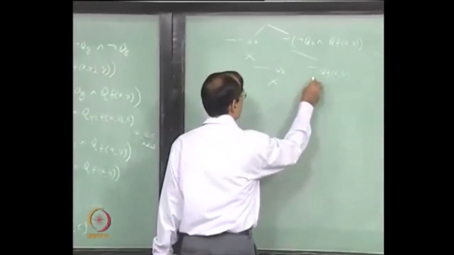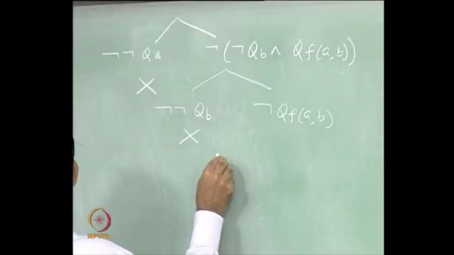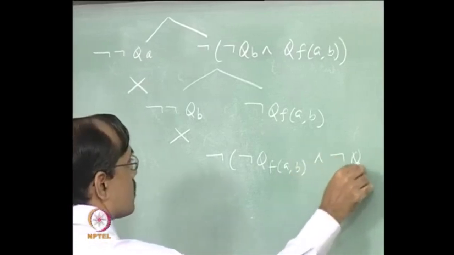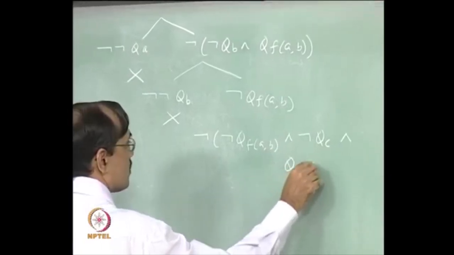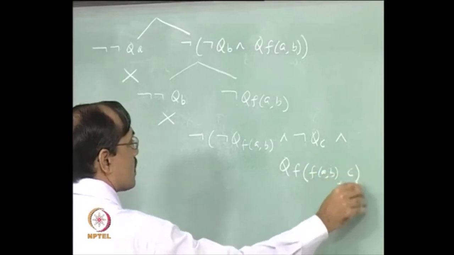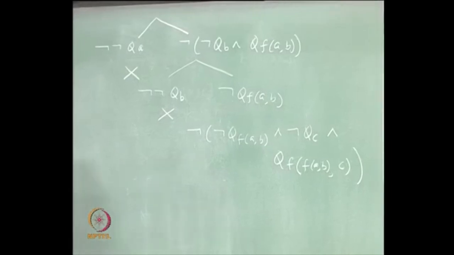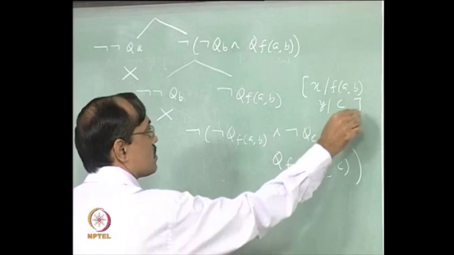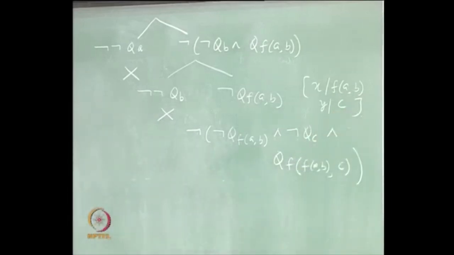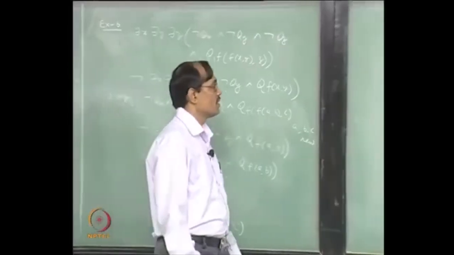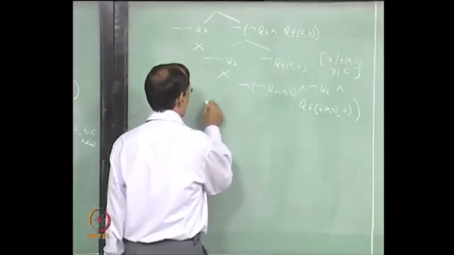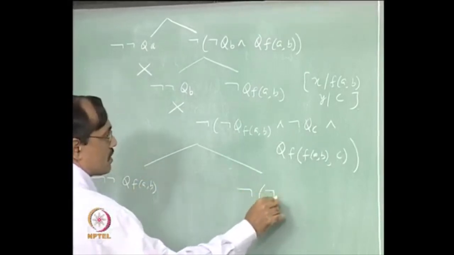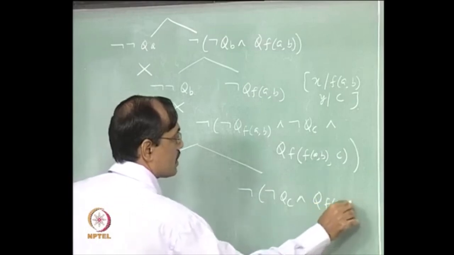So, now we again reuse in this branch only. So, that gives not of not q f of a b x as a b and not q c and q f of x is f of a b, y at c, right. So, you can write here x is replaced by f of a b, y is replaced by c. This is the substitution used on the only universal here on this. Okay. So, once you use this, this is again a branching rule. So, that gives rise to two branches, not not q f of a b and again not of not q c and q f of a b c.